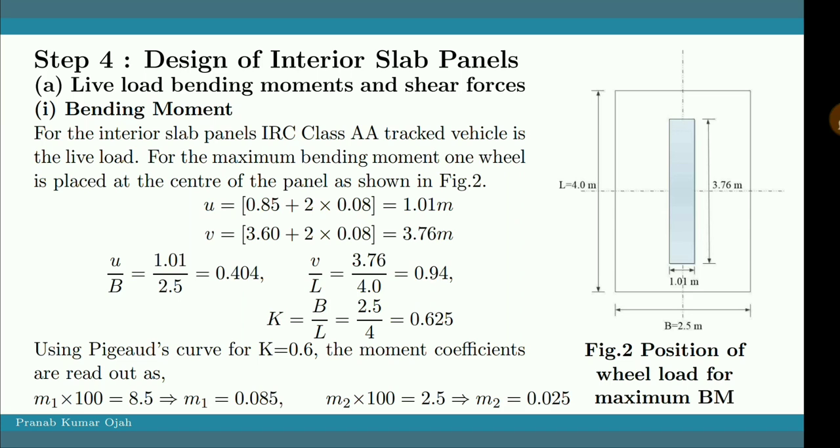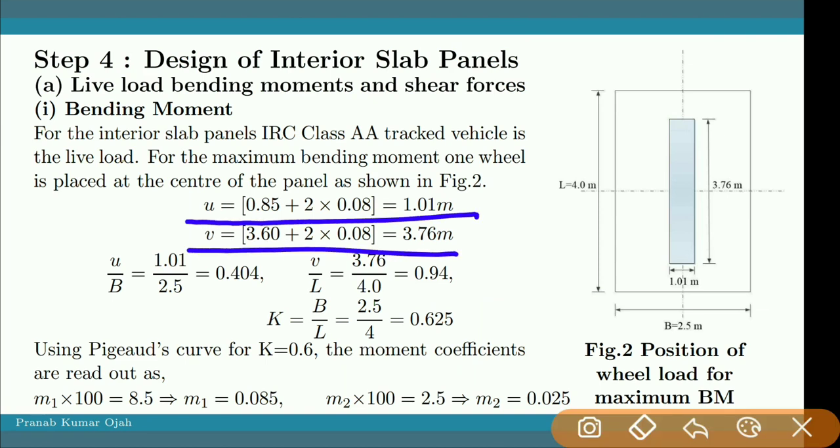Now we have to calculate U and V. So what is U and what is V? These are the dimensions of the track after dispersion through the wearing coat. If you want to understand more clearly, you can watch my last videos where I have clearly explained what U and V are with some diagrammatic explanations. I shall put the video link in this video also. So U and V are the dispersed dimensions of the track or wheel of the IRC Class AA tracked vehicle.